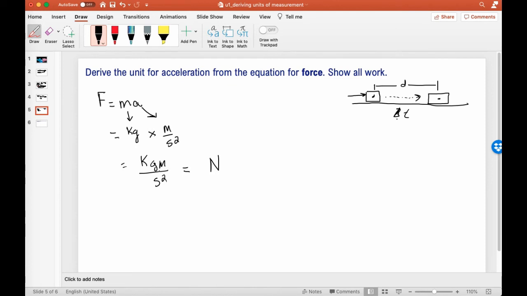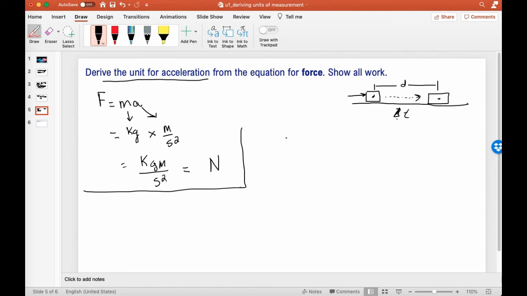Now, right here, this says derive the unit for acceleration from this. All right? So now that we have this here, let's think about this for a second. What I just did first was show you here's everything we need to know about force, and there's the unit for force. Well, let's rearrange this equation here.